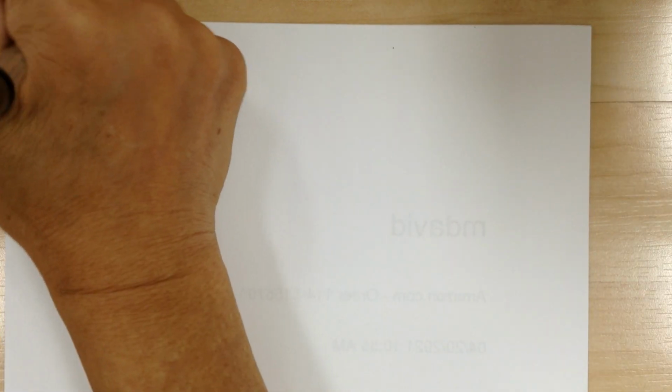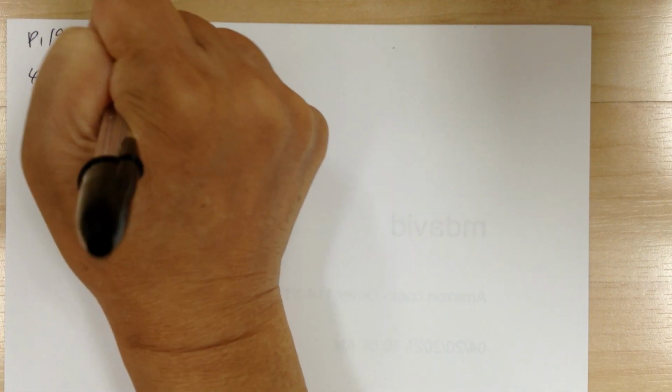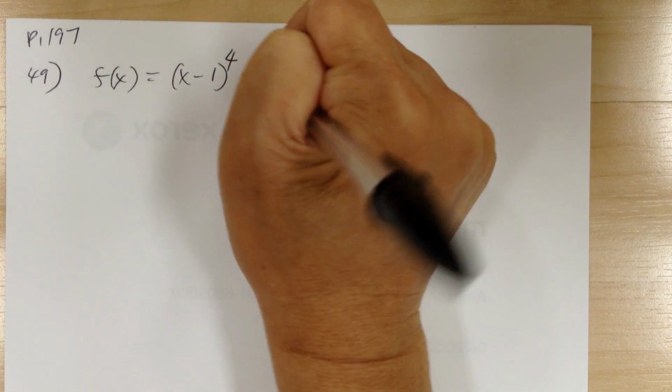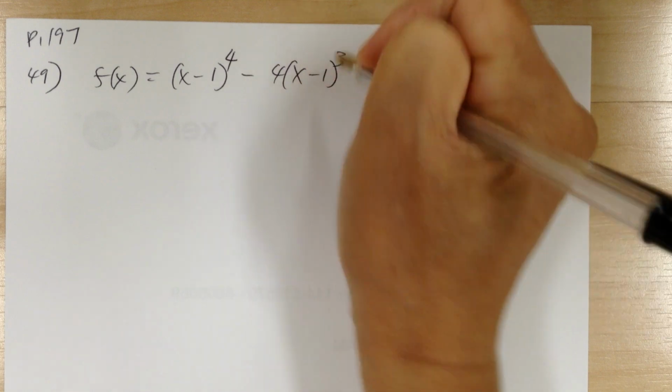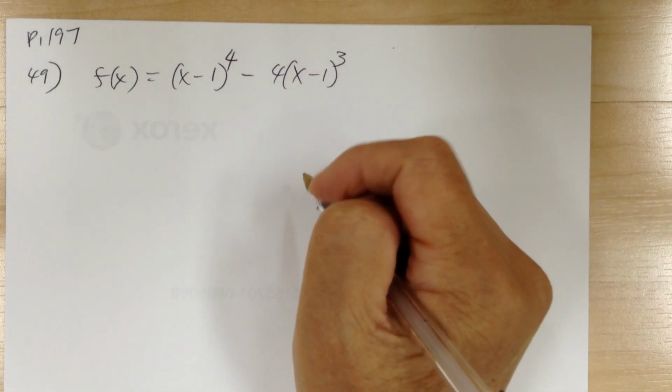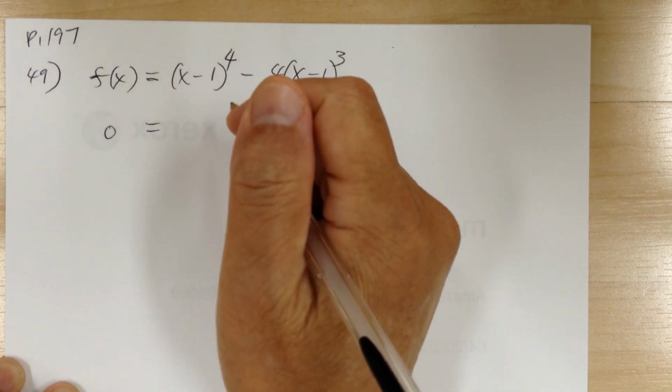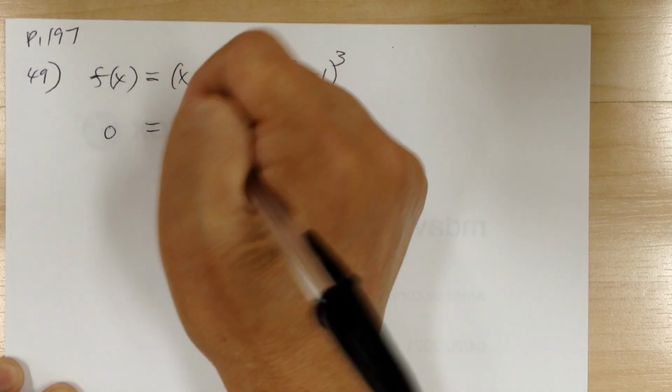Okay, next one. Okay, f of x equal to x minus 1 to the 4th power minus 4 times x minus 1 to the 3. So again, to find the zeros, you set this equal to 0. That's what I mean by looking for zeros: when this is equal to 0.